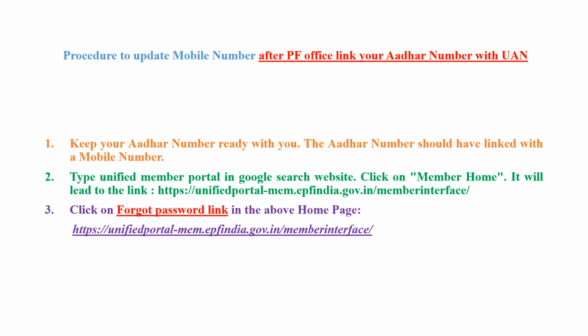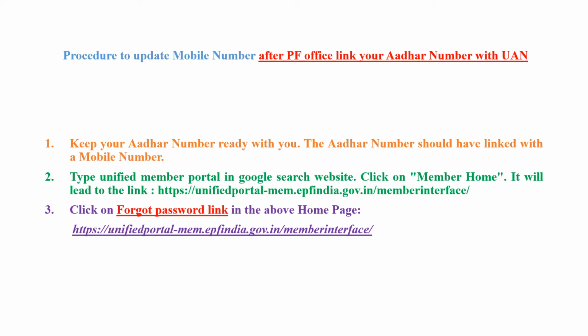Now, what is the procedure to update mobile number after the PF office links your Aadhaar number with UAN? This is the most important thing now. In the previous step, what I told you is, you have to consult your employer and give your Aadhaar card to your employer. Then your employer will try to link your UAN with Aadhaar, and there the matter ends.